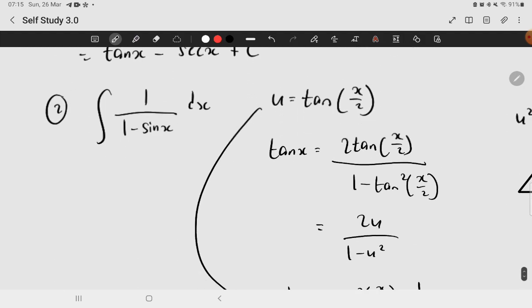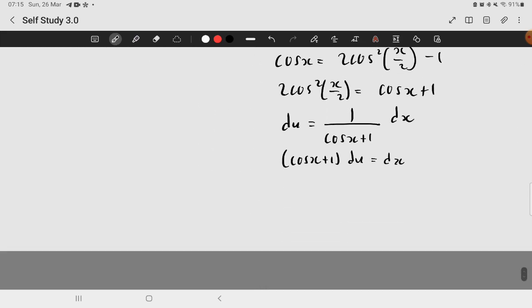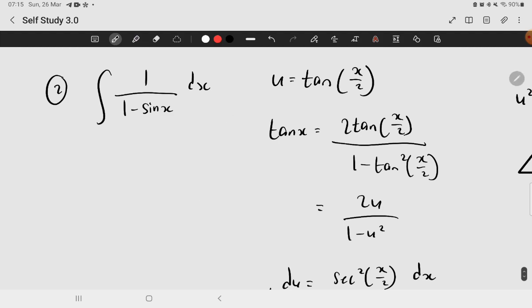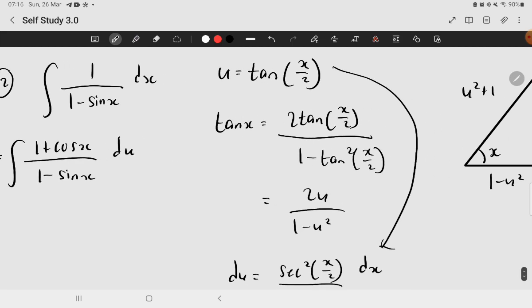But yeah, let me just put it back in the integral here. This is very long, so I'm going to put it like this. Right, so this could be evaluated as 1 plus cosine of x over 1 minus sine of x du. So cosine of x and sine of x have to be expressed in terms of u.